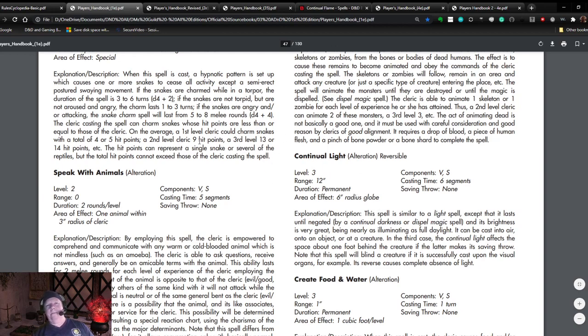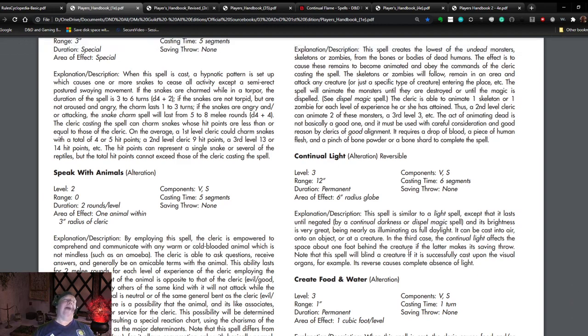This once again is third level for clerics, second level for magic users. The spell is similar to a light spell, except that it lasts until negated by a continual darkness, and its brightness is very great, being nearly as illuminating as full daylight. Can be cast in the air, on an object, or a creature. In the third case, continual light affects the space about 1 foot behind the creature if the latter makes a saving throw. So that's an important thing that original D&D did not stipulate.